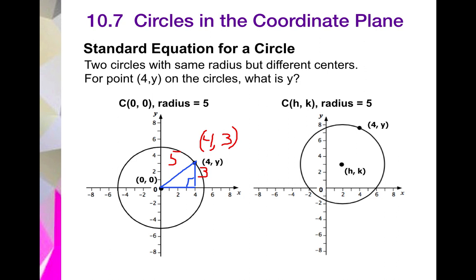Now if I go over to the other circle here, it has a radius of 5, but the center is not on the origin. It's on a place called H, K. Now I can draw the same right triangle, and it's going to go across and then down like this, and then the hypotenuse there, so the right angle is here. We know that the radius is going to be 5.